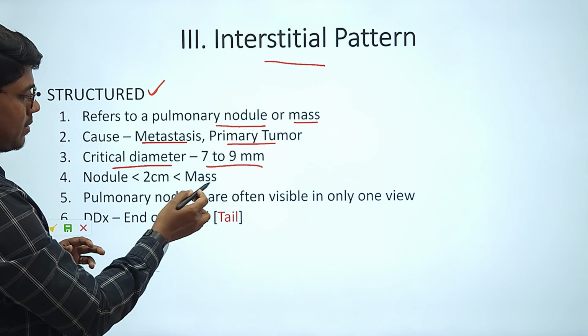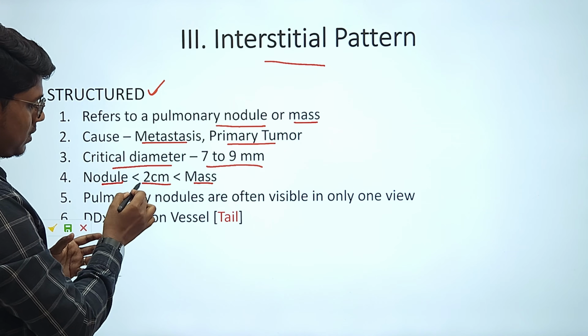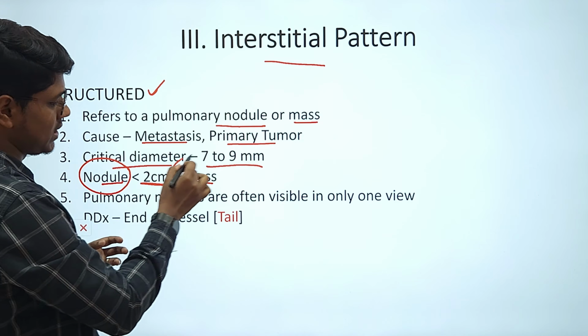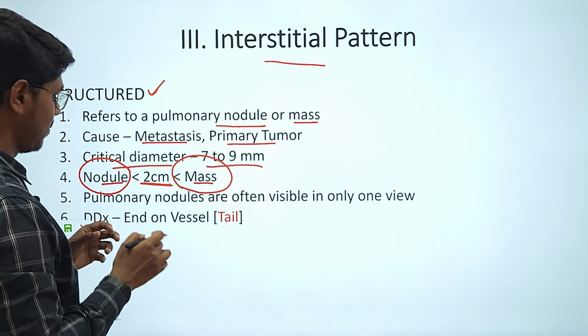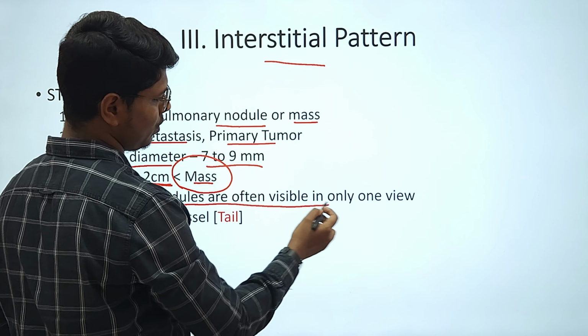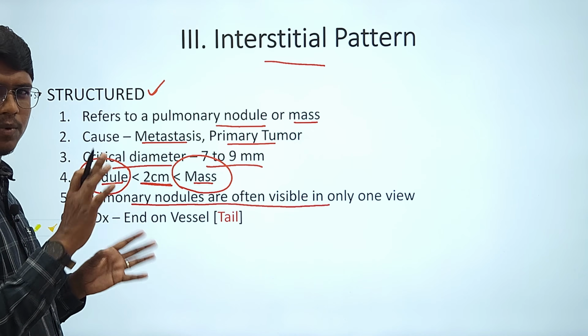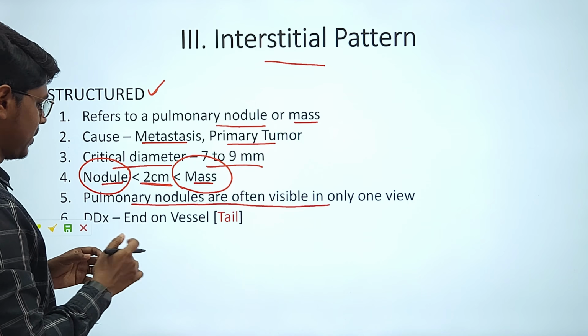What is the difference between the mass or nodule? According to research, the diameter below 2 cm can be referred to as pulmonary nodule, more than 2 cm can be referred to as a pulmonary mass. Pulmonary nodules are often visible in only one view because of smaller size. So you have to take multiple views. Usually 4 views is recommended if you are finding some pulmonary nodule.